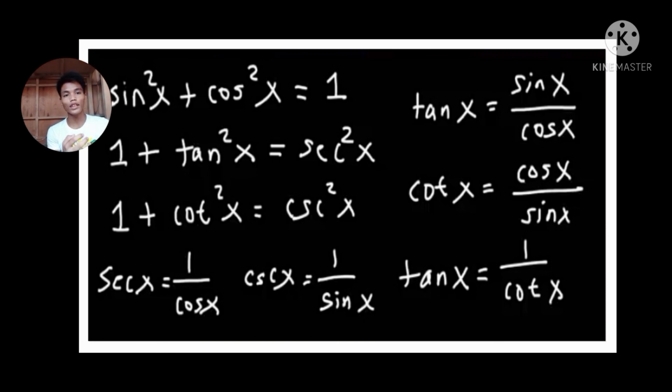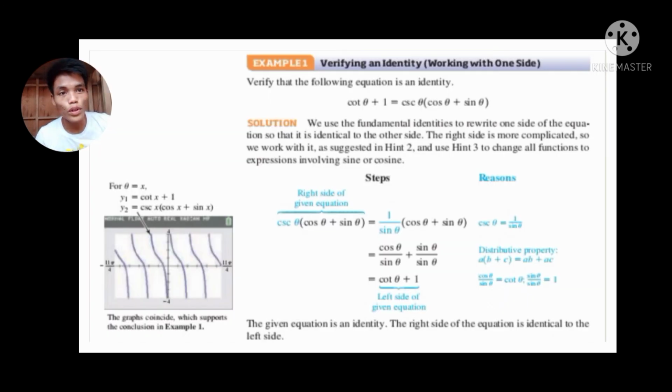And tangent x is equal to sine x over cosine x. And cotangent x is equal to cosine x over sine x. Then tangent x is equal to 1 over cotangent x. Okay. So now, let's have an example. It is stated in Lial, the 11th edition, the book of Lial, in every example. I think we have six examples here, or I think 5. Okay. So let's have example 1.